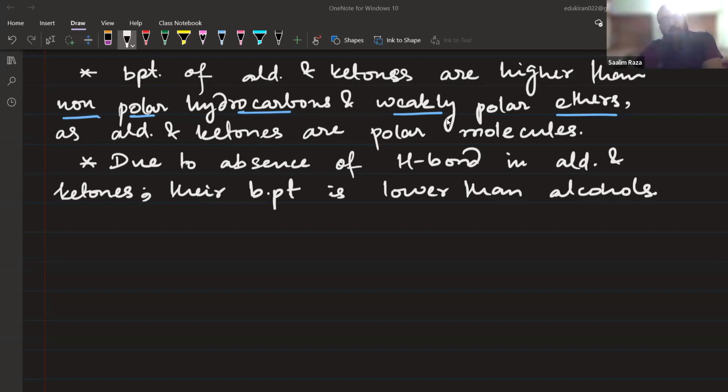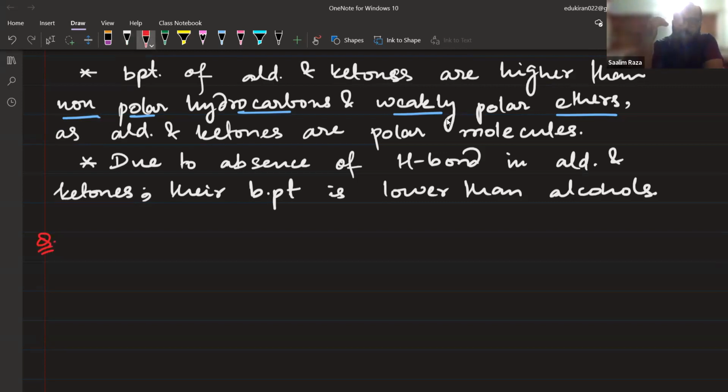Because we don't have any hydrogen bond in aldehyde and ketones, their boiling point is lower than alcohol. Rajita, any doubt in here? No doubt. Even you saw the first point regarding solubility. Due to the absence of hydrogen bond in aldehyde and ketones, their boiling point is lower than that of alcohol. So you will write a question now.